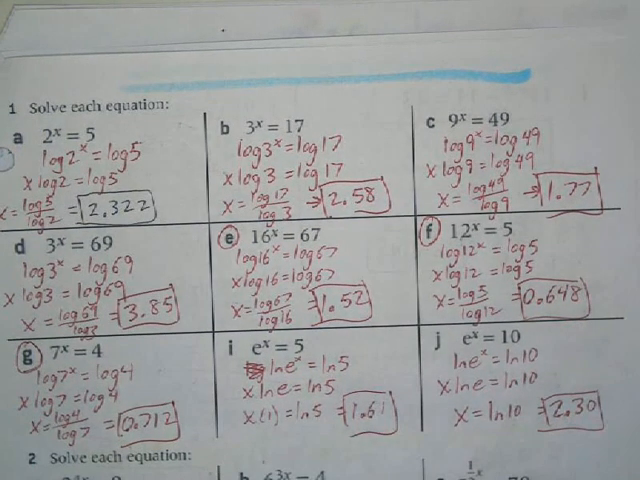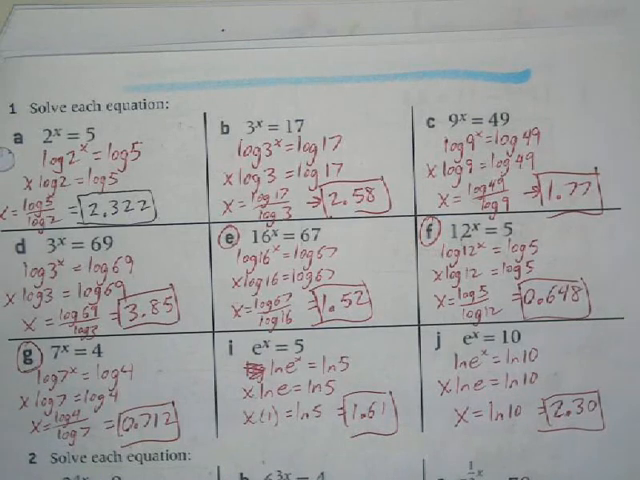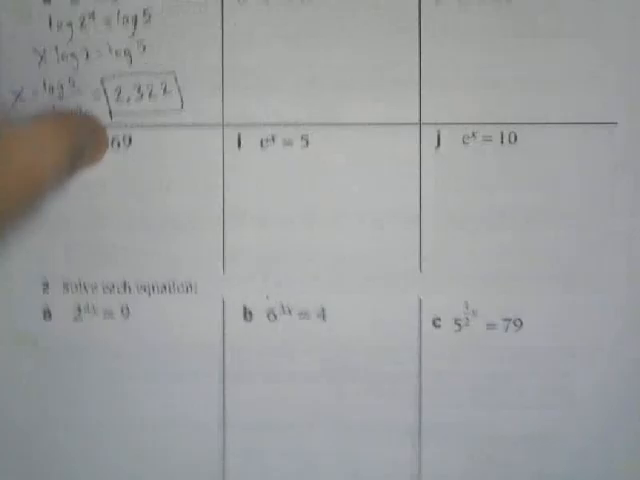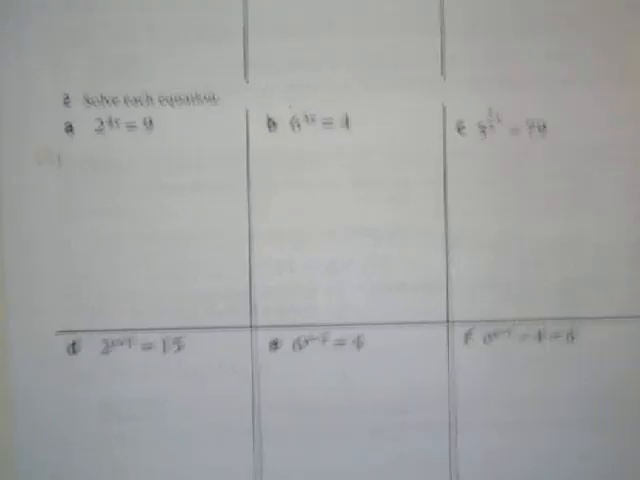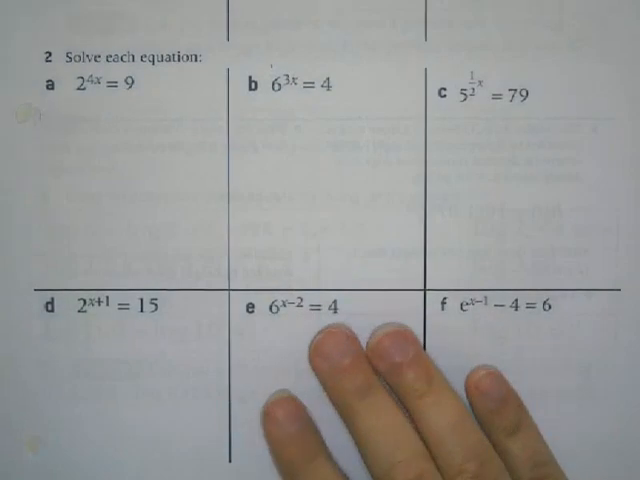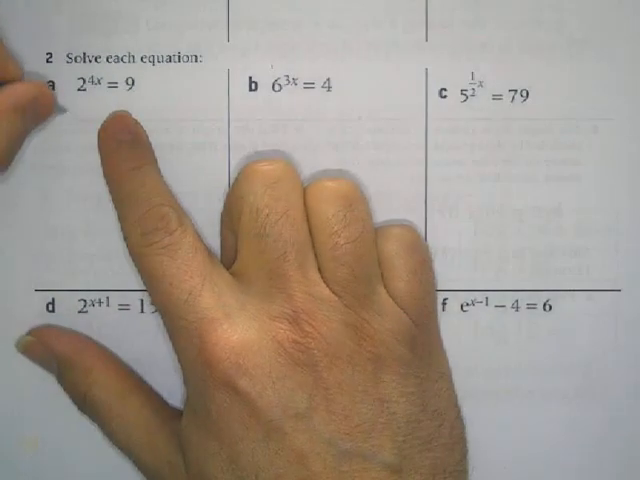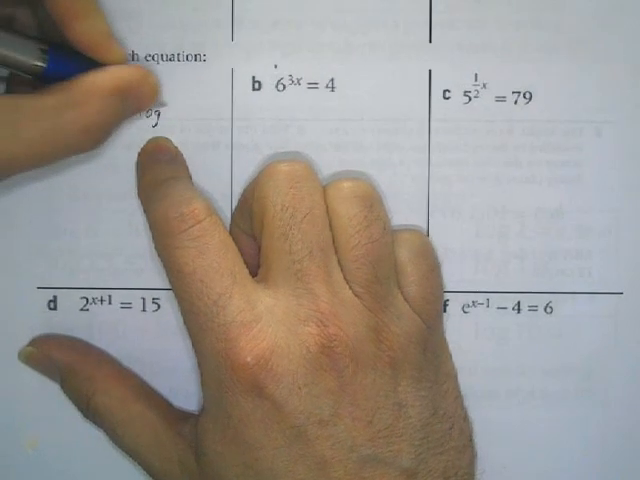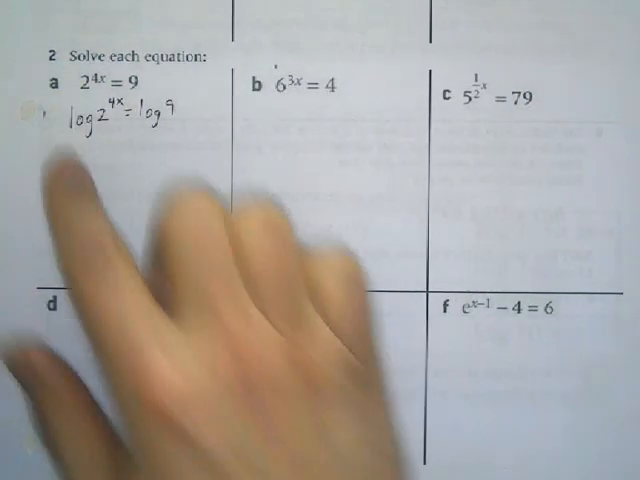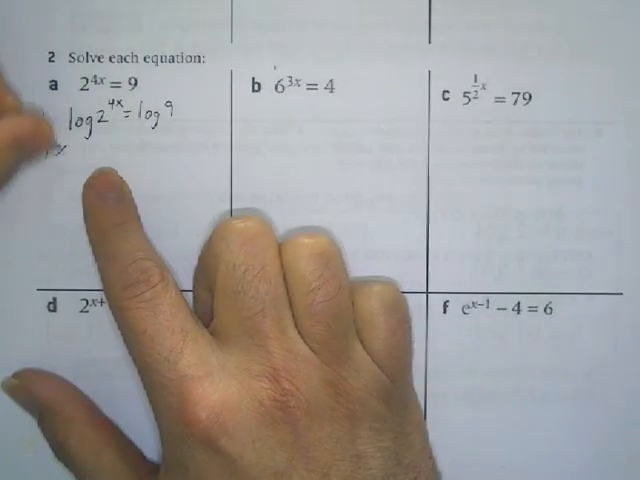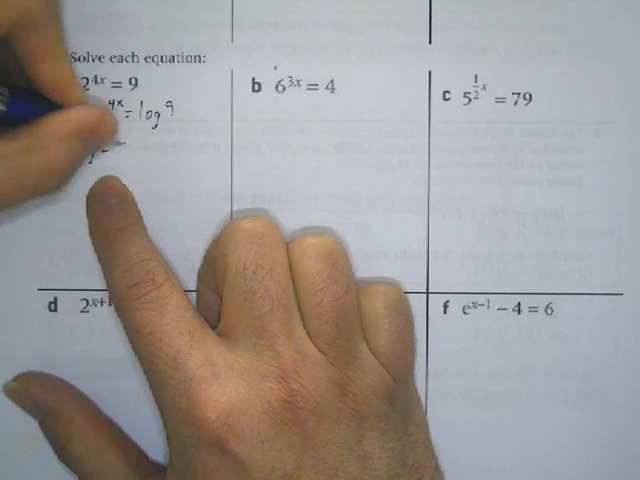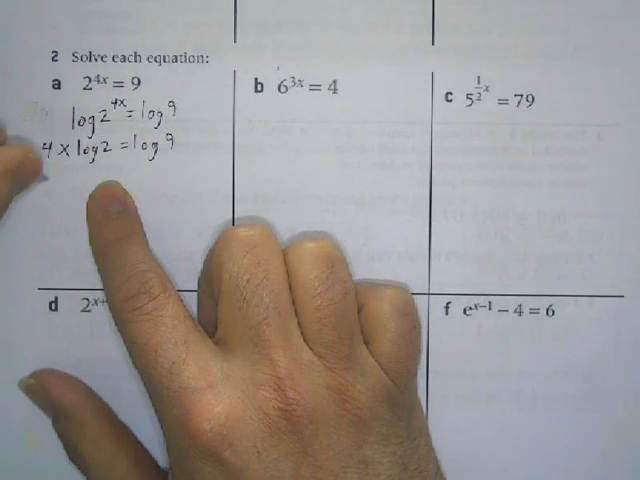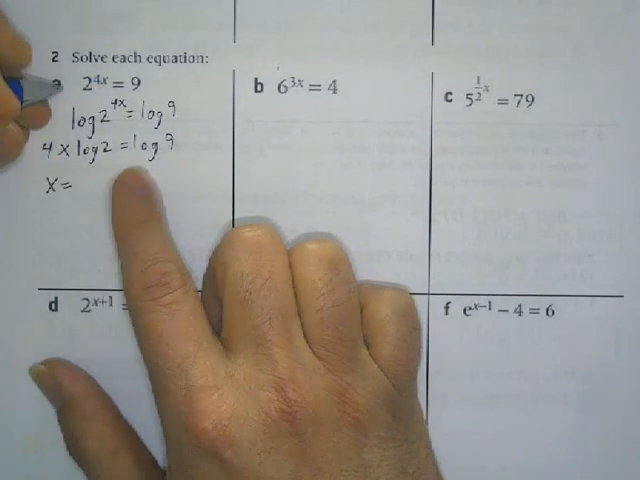But okay, so let's do number 2 problems now. Same process. Log 2 to the 4x equals log 9. I'm going to bring the 4x to the front using the power rule. 4x log 2 equals log 9. And then to solve for x, I'm going to divide both sides by log 2 and by 4.